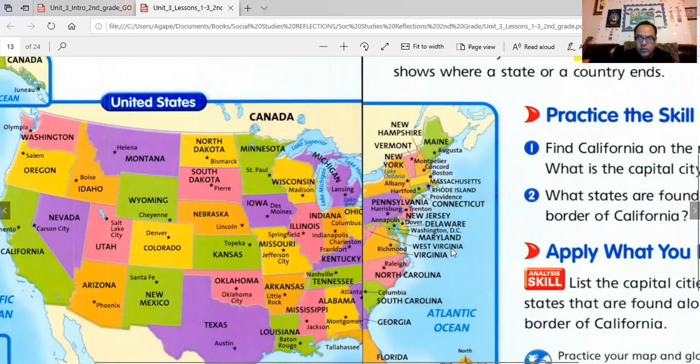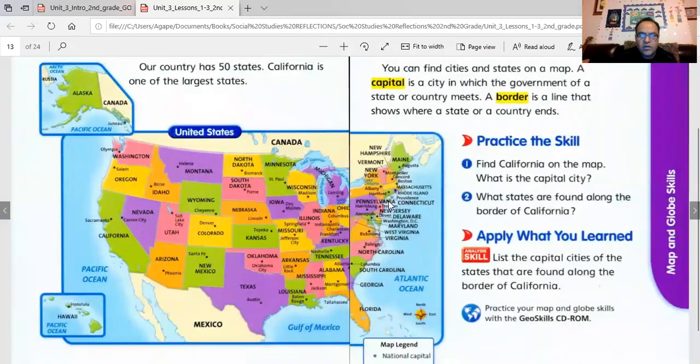In West Virginia, we have, I don't know. Virginia is Richmond. Washington, D.C., Maryland. Dover, Delaware. Trenton, New Jersey. Harrisburg, Pennsylvania. Providence, Connecticut. Massachusetts, Rhode Island. Boston, Concord. Maine, New Hampshire, Vermont. All these, New York City, New York. All these are a bunch of states that you find in the United States.